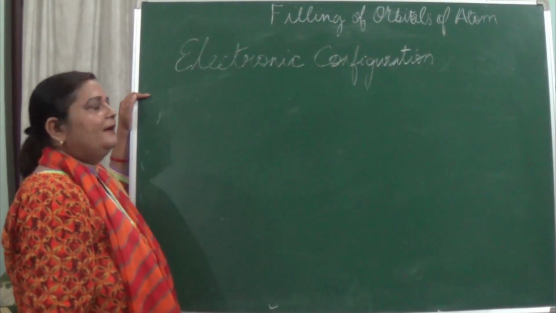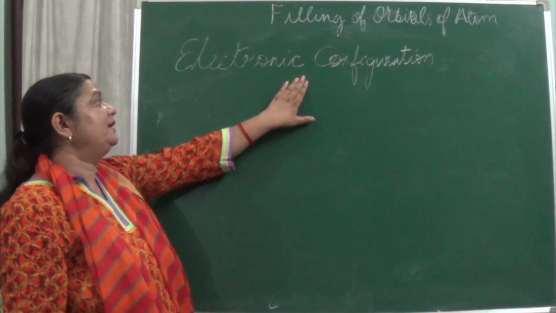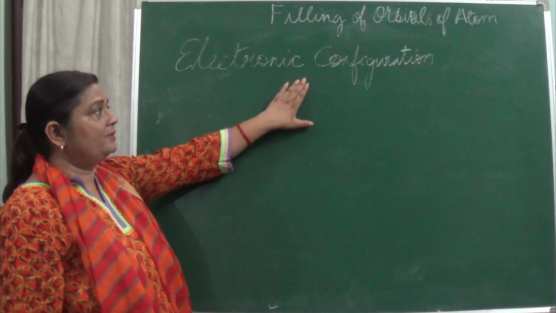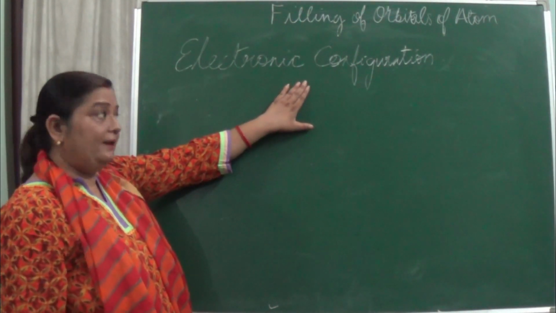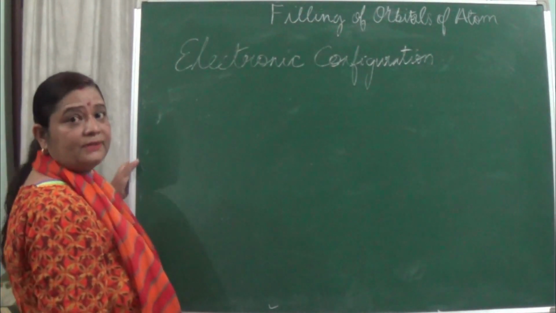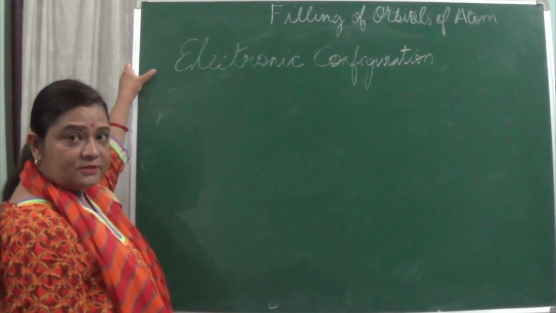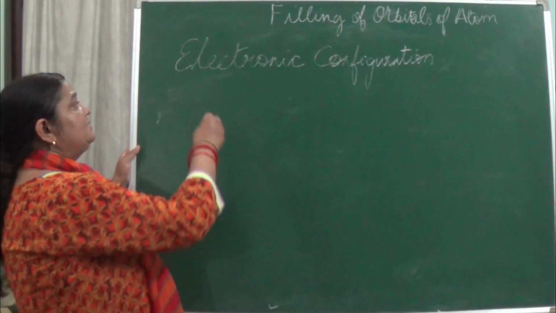Now let us study electronic configuration. In this, the electrons are arranged in the different orbitals according to the energy level. Now let us do some examples. It follows actually which rules? Aufbau Principle, Pauli's Exclusion Principle and Hund's rule. So let us start.